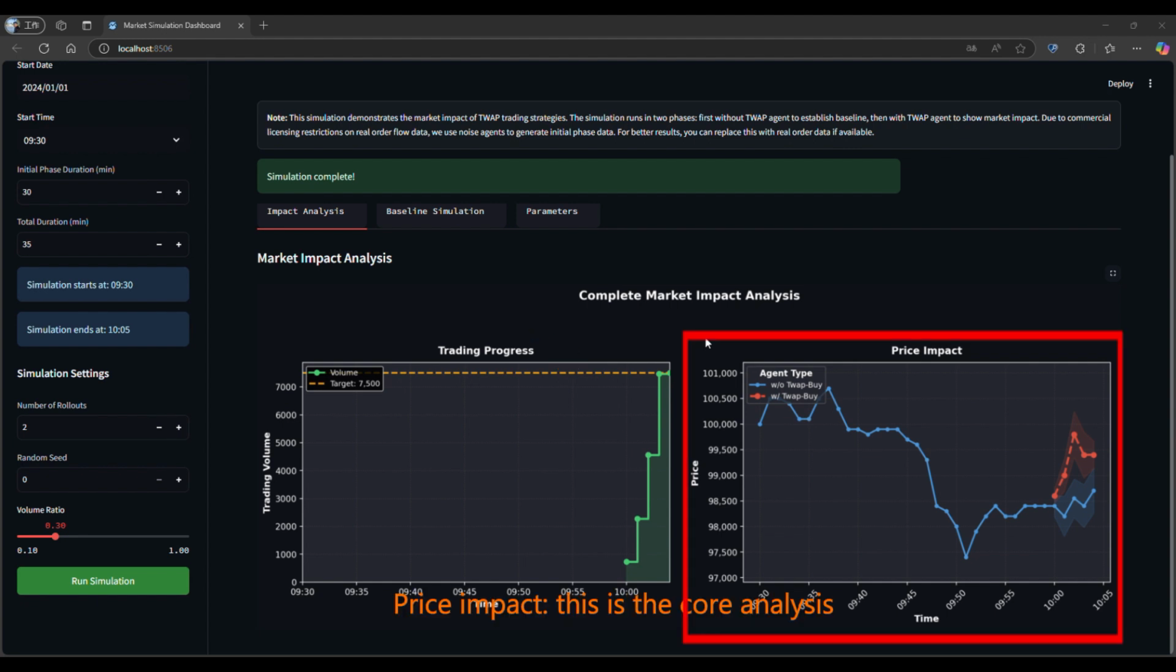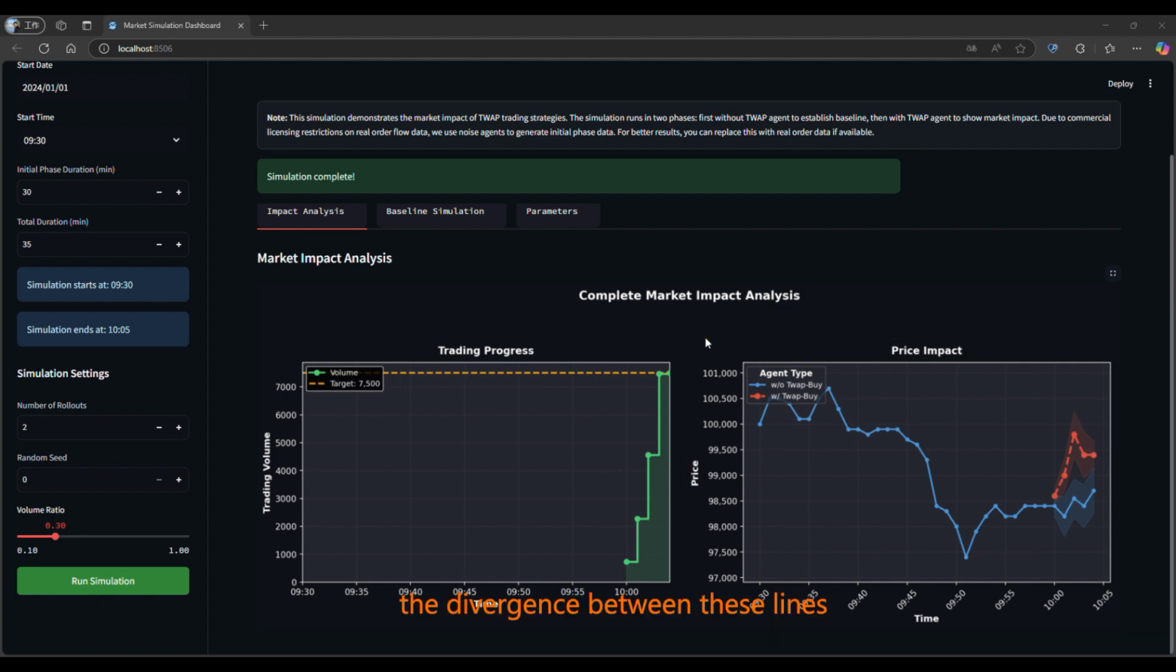Price impact. This is the core analysis. It overlays 2 scenarios: the simulated market price without our strategy active, and the price with our strategy running. The divergence between these lines visually represents the estimated price impact of our trading activity. By comparing the outcomes, specifically the price paths, we can isolate the impact. The background LMM simulates how other market participants might react to the strategy's orders. MarS enables controlled, simulation-based experiments to estimate market impact, offering insights without incurring real-world trading costs or risks.